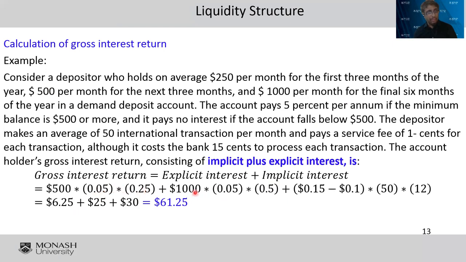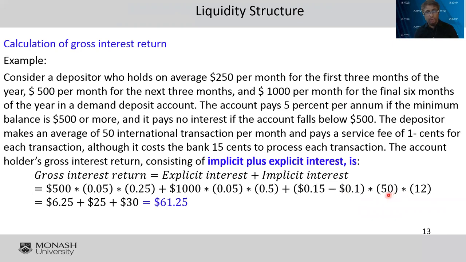And then you will receive 5% for 6 months. This is half a year. Then this is the fees. It costs them 15 cents and they charge you only 1 cent. This is 1 cent.